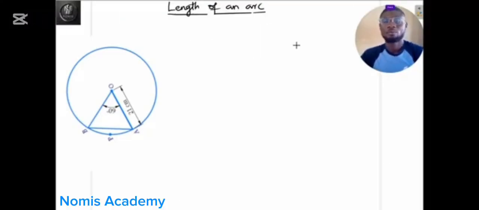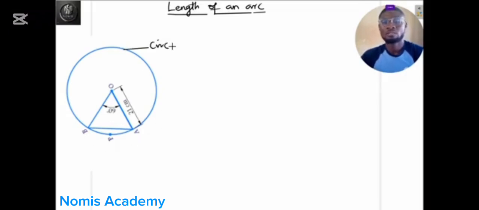This time we'll be dealing with length of an arc. Recall that there is what we call circumference. Circumference is the total length of the line that makes a circle. So the total length of this line that makes a circle is circumference.